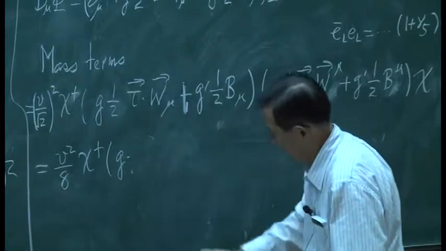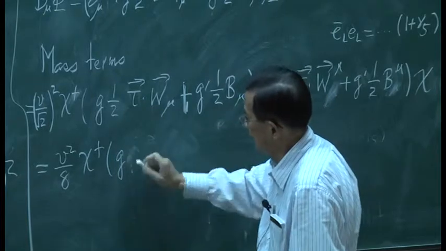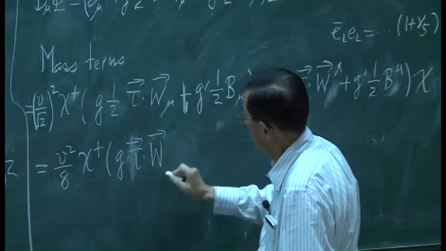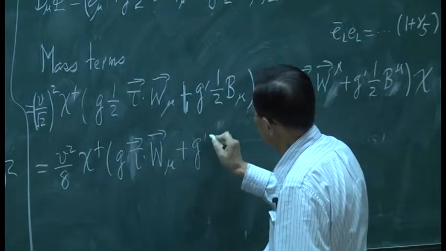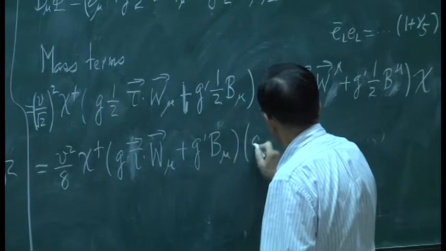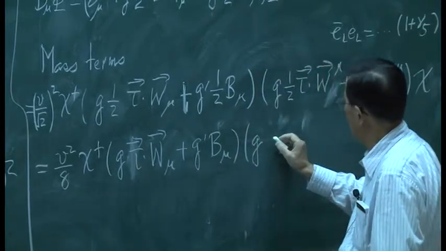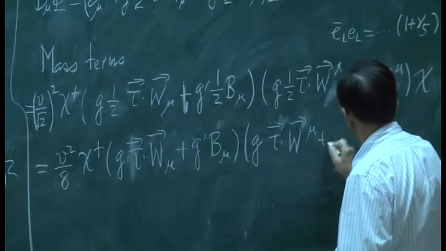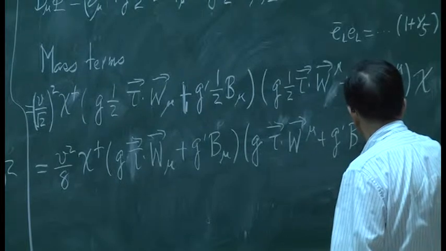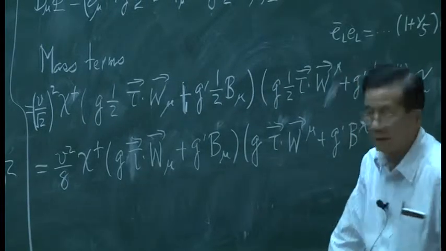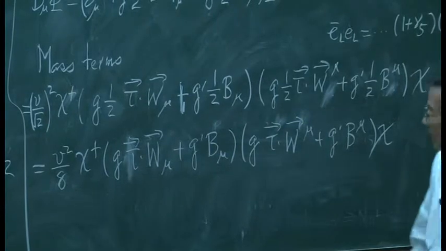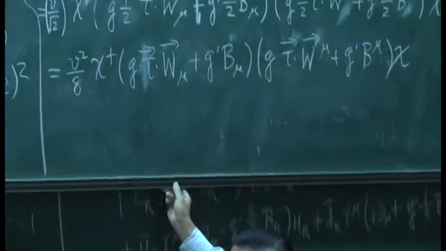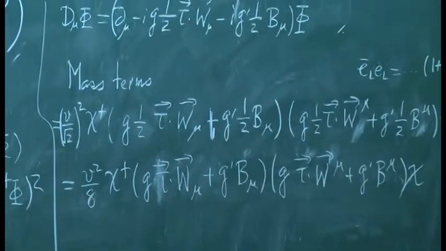Anyway, g tau dot W plus g prime B_mu, and then I have a g tau dot W_mu plus g prime B_mu, and then a chi. Okay, so those are the mass terms. I can read them off. So let me do a little algebra for you.